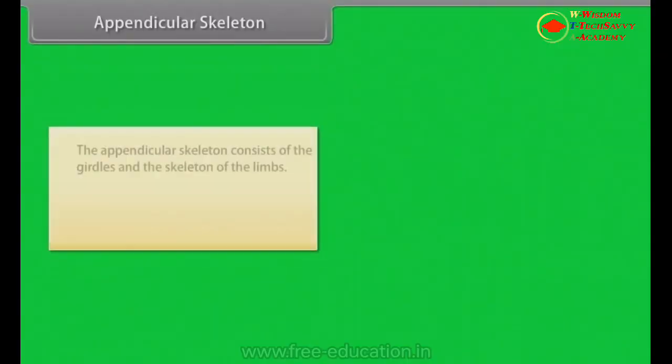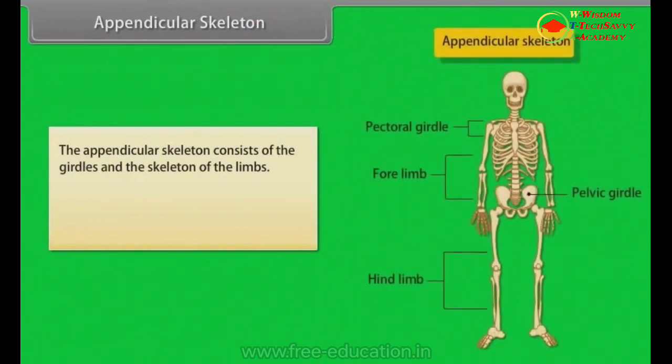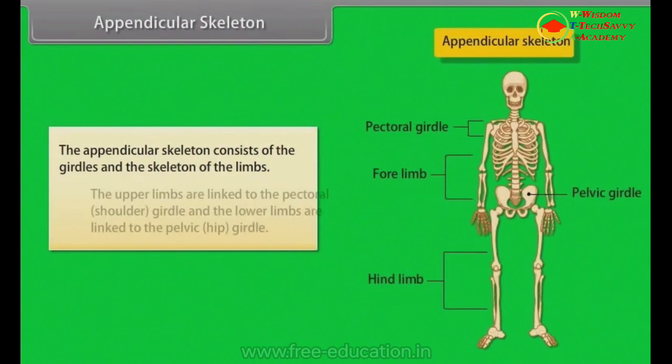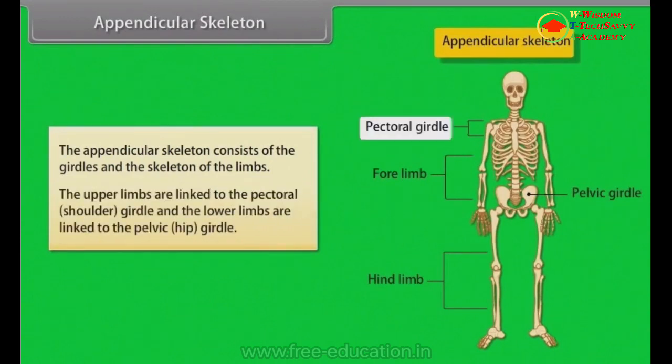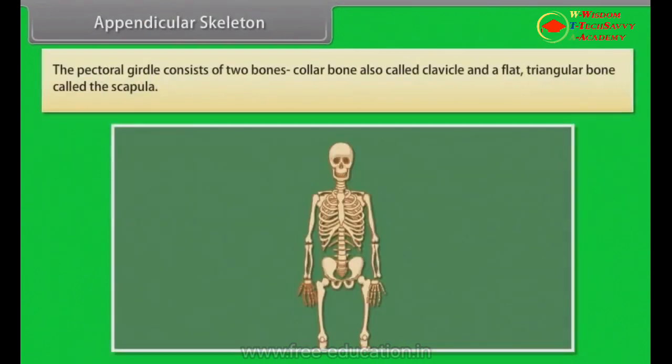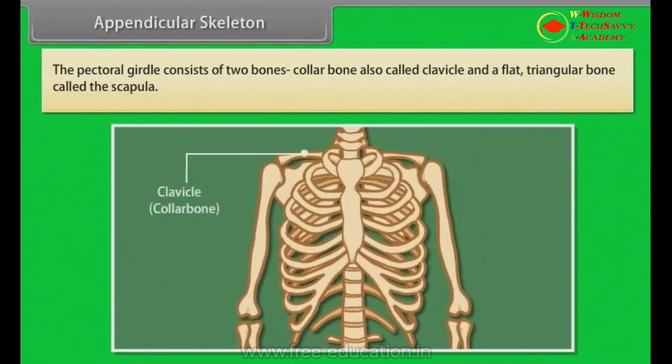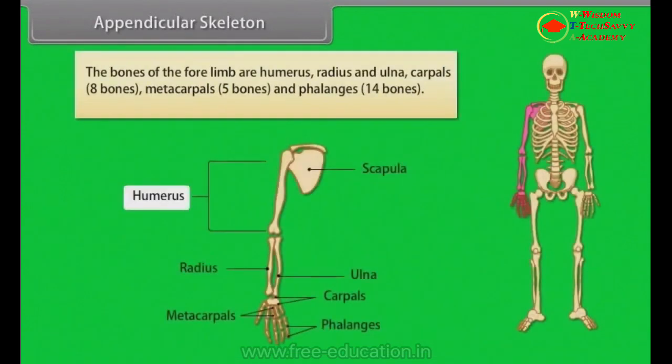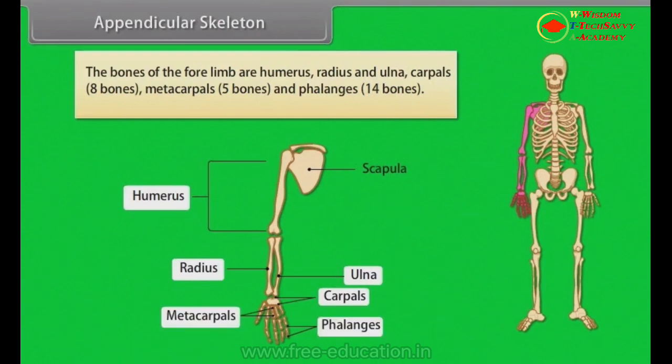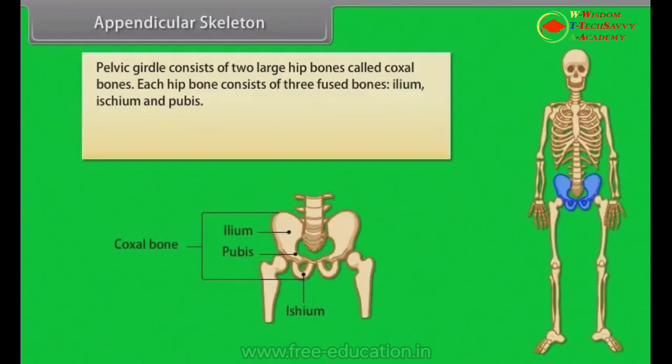Appendicular skeleton. The appendicular skeleton consists of girdles and the skeleton of the limbs. The upper limbs are linked to the pectoral or shoulder girdle and the lower limbs are linked to the pelvic or hip girdle. The pectoral girdle consists of 2 bones, the collarbone, also called clavicle, and a flat triangular bone called the scapula. The bones of the forelimb are humerus, radius and ulna, carpals 8 bones, metacarpals 5 bones and phalanges 14 bones. Pelvic girdle consists of 2 large hip bones called coxal bones.